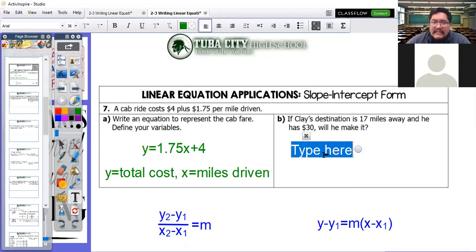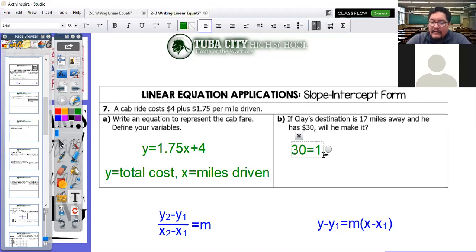So in this case here, it says if Clay's destination is 17 miles away, he has $30, will he make it? Now this one's kind of a weird one because, well, okay, where does the $30 go? Does it go where the X is or where the Y is? Because it doesn't say the word total anywhere, but you cannot spend more money than you have. So in this case, 30 would be his total. That's the total amount he can shell out.